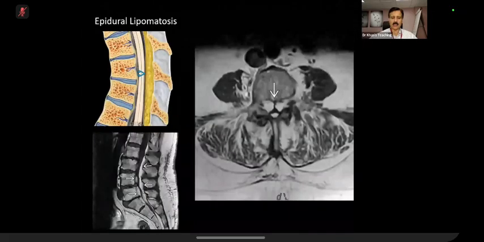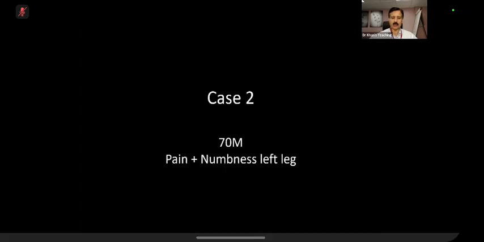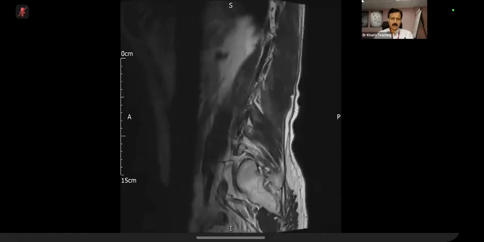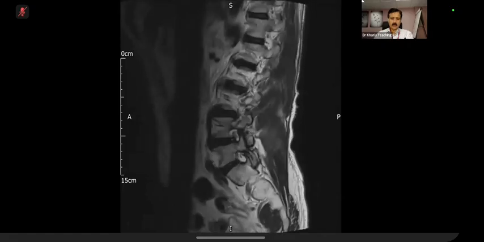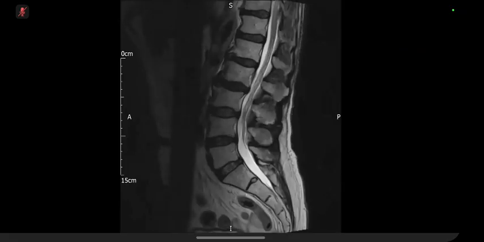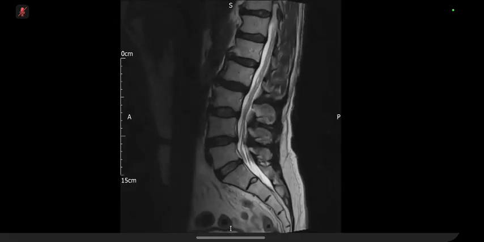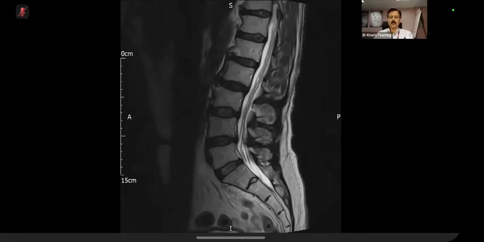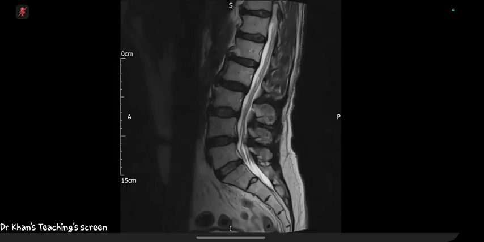Now, another case for you. End of case 1, case 2. Pain and numbness, left leg. Over to you. So, T2 sagittal. Okay, hint: you have to spend your time on this T2. Over to you. Okay. Left side.